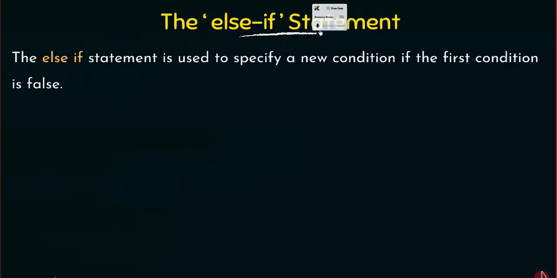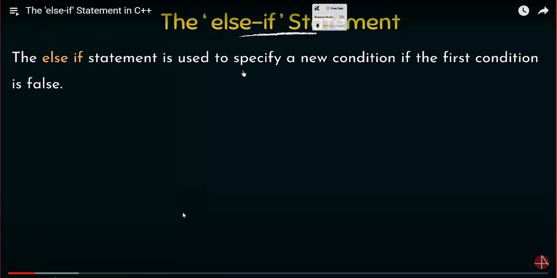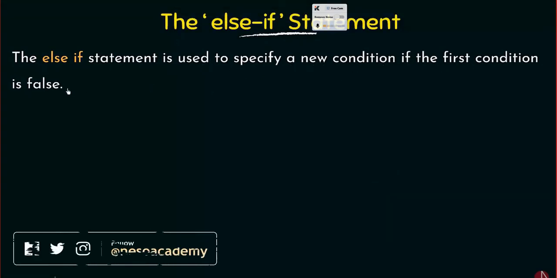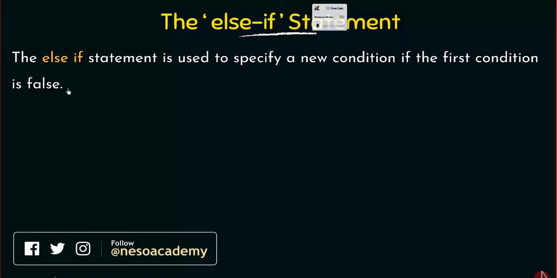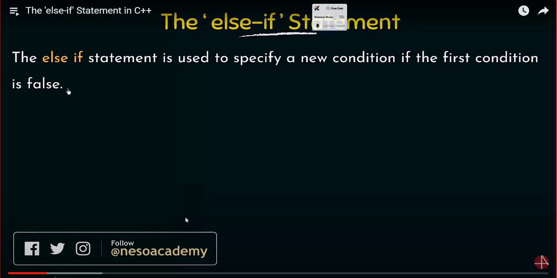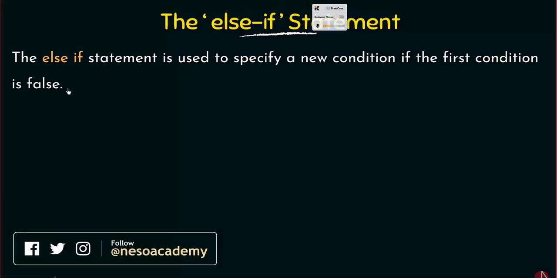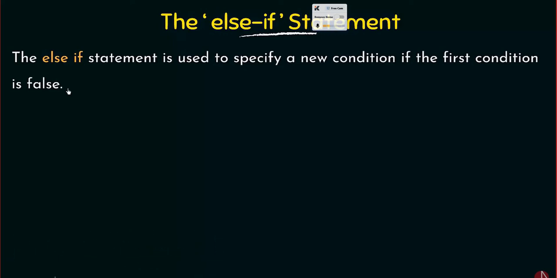So coming to the else-if statement, the else-if statement is used to specify a new condition if the first condition is false. So this is the use of the else-if statement. So we have seen in the previous lecture when we used the if and the else, we saw that in if we used to give a condition, and if the condition is true, then the block inside the if statement gets executed. Now, if it is not true, then the block inside the else statement gets executed. But here we are going to have something called else if.